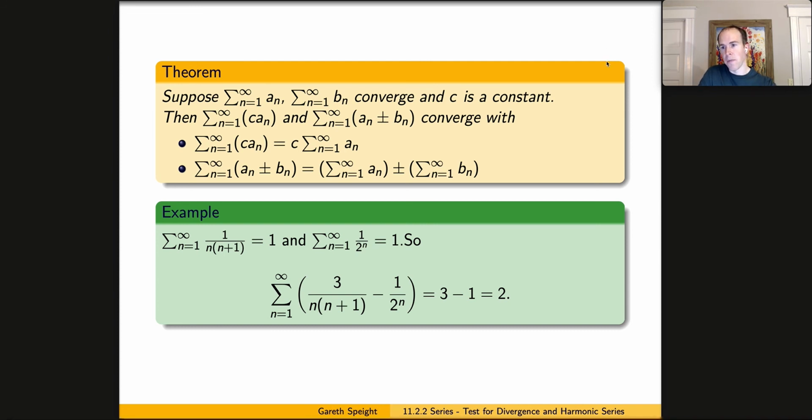And then we had just a way of combining series that we already know converge in the usual way that you would expect, kind of a limit laws for series kind of thing.